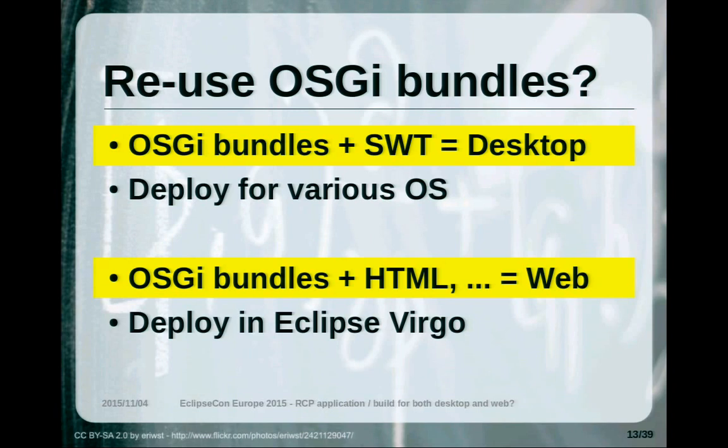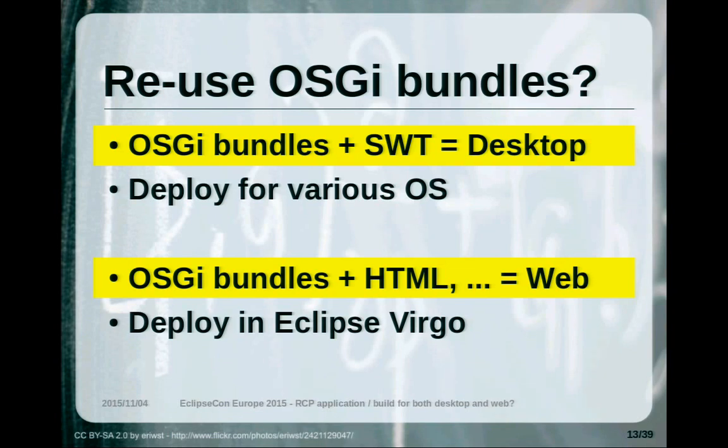Let's go one step back. Let's think about OSGi. In an RCP application, sure, we are using OSGi bundles. We use our OSGi bundles, then put SWT on top of it, and there we have our Eclipse RCP application. That's what we are doing at the moment. But when we separate the OSGi bundles, can't we just combine them with some kind of web stuff and deploy that to Virgo?